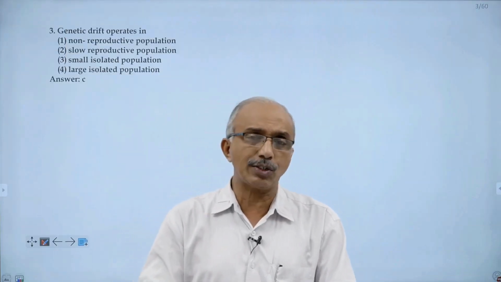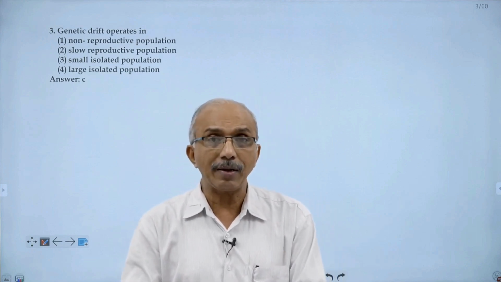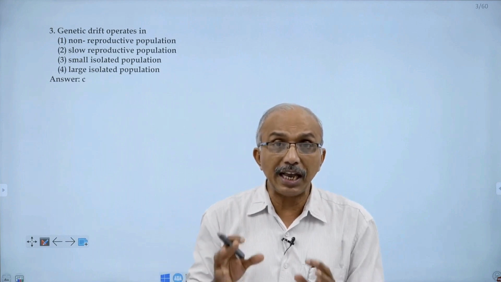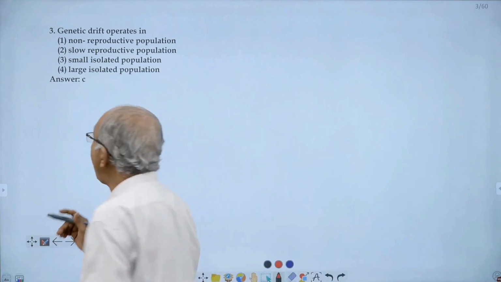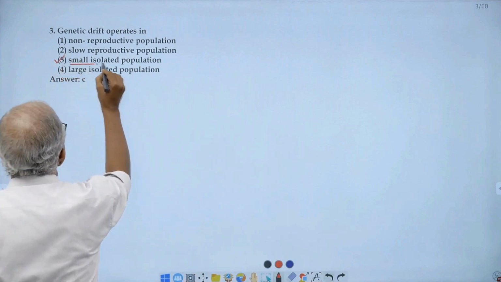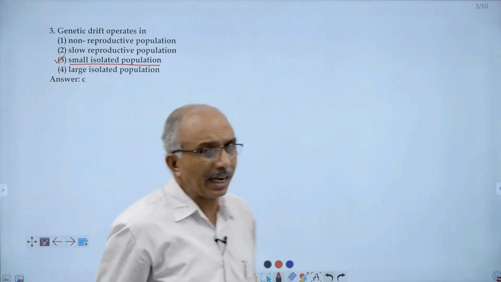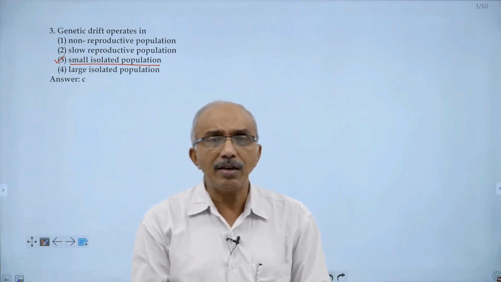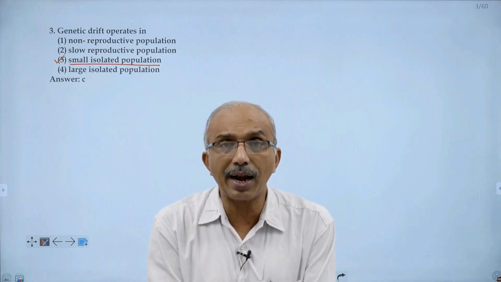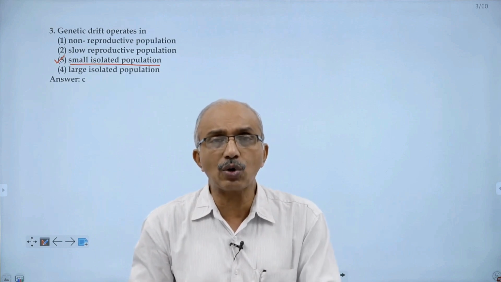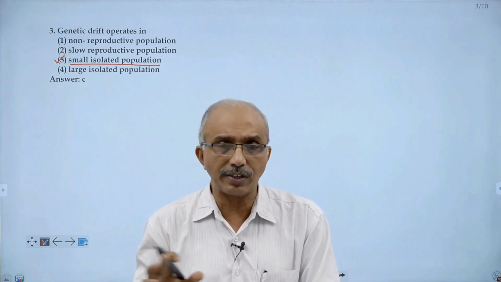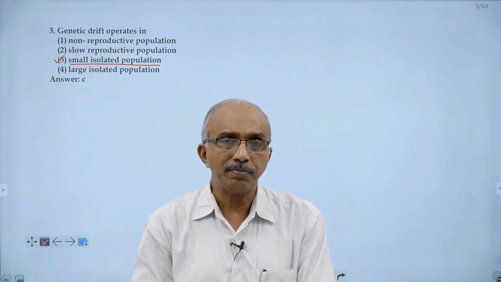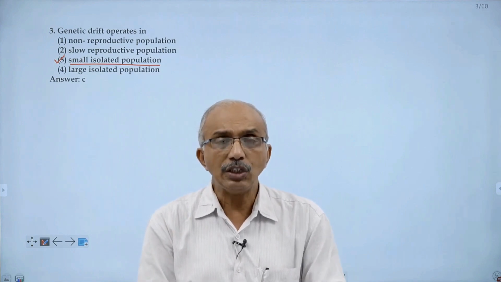Genetic drift operates in small isolated populations. The idea was first proposed by an American scientist, Sewall Wright. So genetic drift is also called the Sewall Wright effect. What is the Sewall Wright effect, or genetic drift?